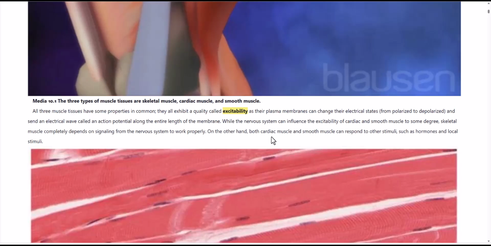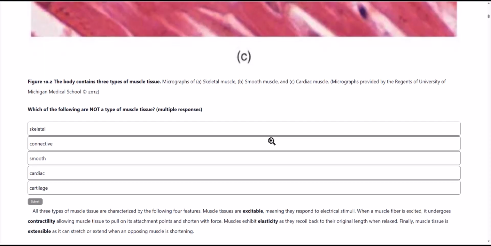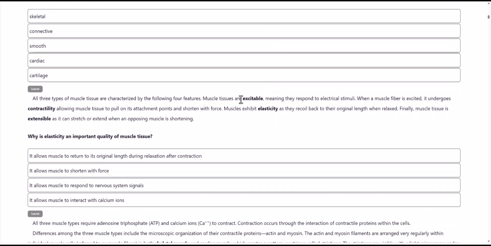Now, once that muscle becomes excited, that muscle is going to contract. That's what happens, right? Muscle cells are excitable. And then when they get excited, they contract. That's just a fancy way of saying that they're going to get shorter. Muscles are going to get shorter. They're going to change shape.